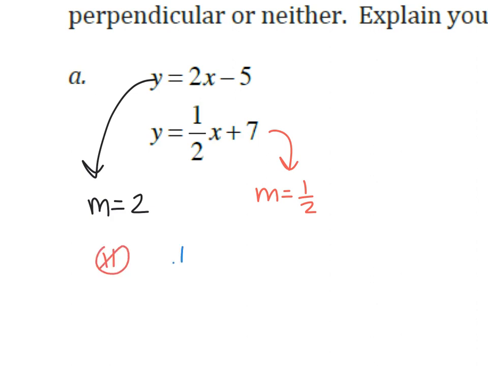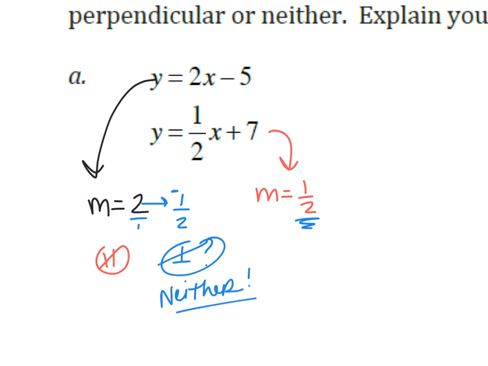Are they perpendicular, though? This 2 is really 2/1, so I would flip it, and it's 1/2. So right now I'm thinking they're perpendicular. But if I wanted the perpendicular slope, this would be a -1/2. Is this 1/2 negative or positive right now? It's positive, so it can't be perpendicular. It is neither. That's your final answer.